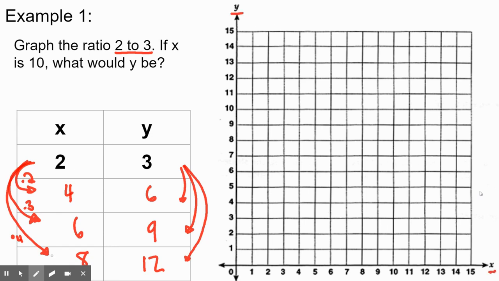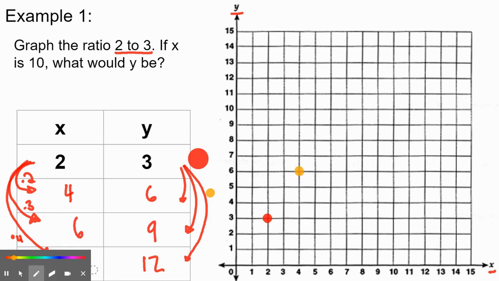So all we have to do is plot our points. So our first point was this one here. So we're going to go over to x is 2, and then up to y is 3. Amazing. This should all be review. The next one is going to be 4 and 6. So we're going to go to 4. Then we're going to go up to 6.